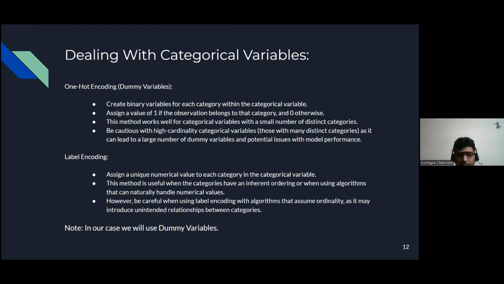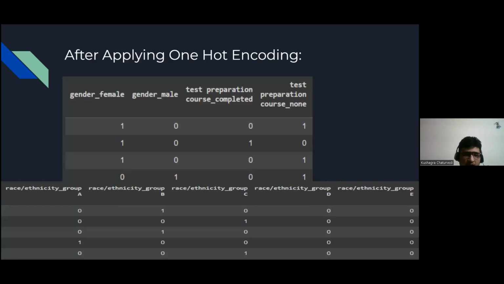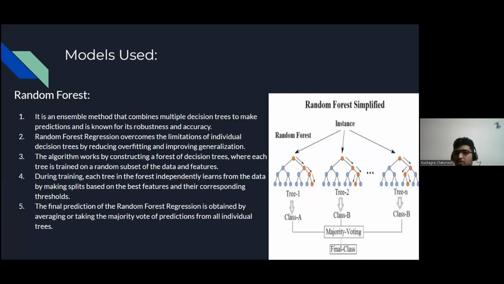As you can see here, gender is split into two columns: gender female and gender male. If the particular field has female, then female will be 1 and male will be 0. Similarly, test preparation is also split into two columns, and race was split into 5 columns, as there were 5 distinct categorical values there. So as you can see, it gives us a valuable numerical representation. Then we can go on to the models that are used here.